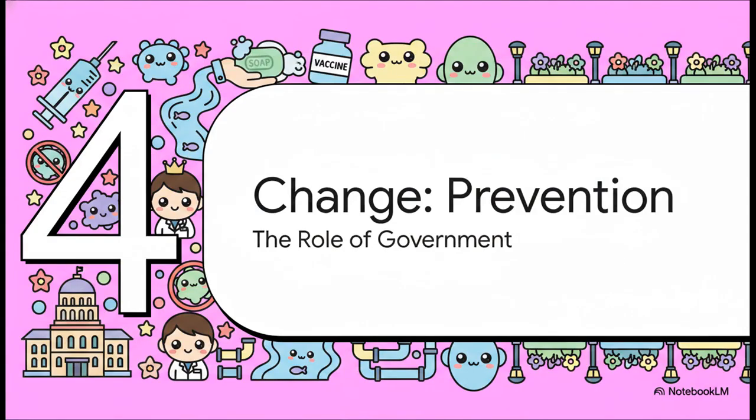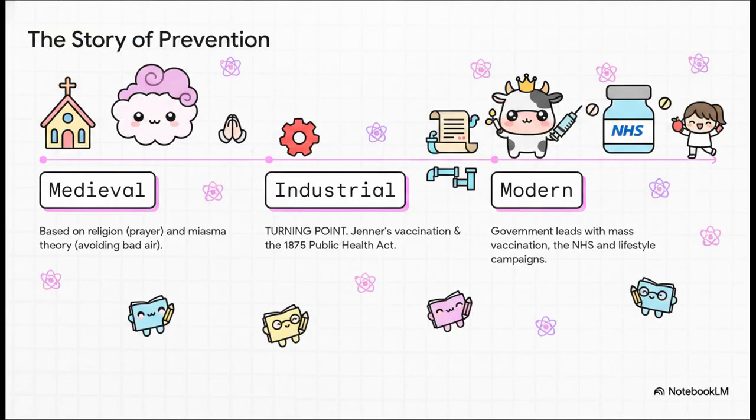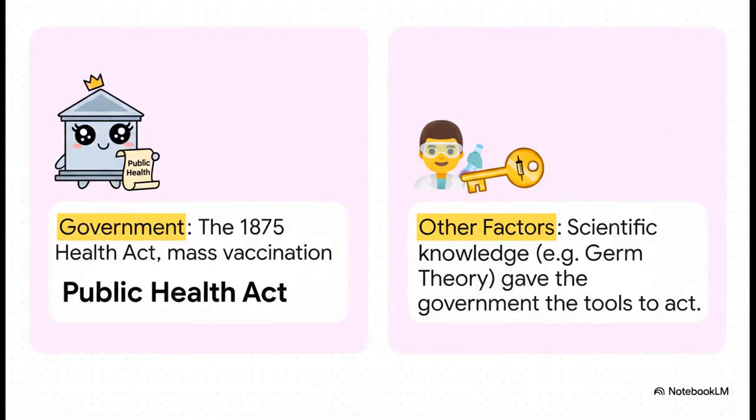Okay, let's nail our final big topic, prevention. So, how did people stop themselves from getting sick in the first place? A really likely question here is something like this. Government was the most important factor in improving prevention. The story of prevention is really just one of a massive shift. It moves from individuals relying on things like prayer and carrying herbs to ward off bad smells to huge, large-scale government action that's based on actual science. And that big turning point? It's the 19th century.